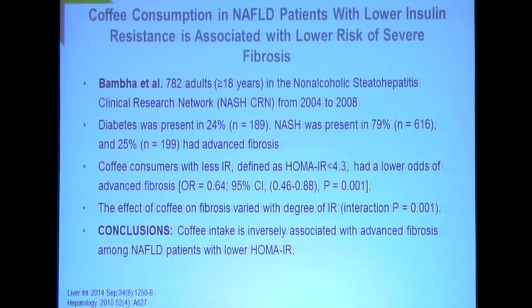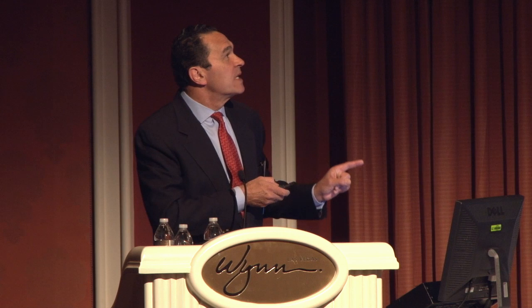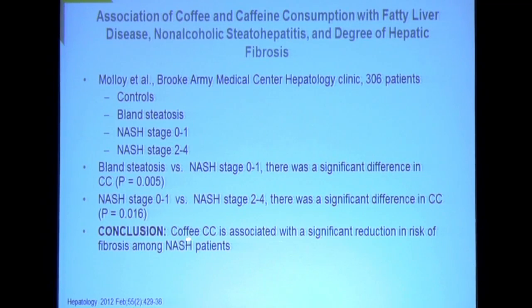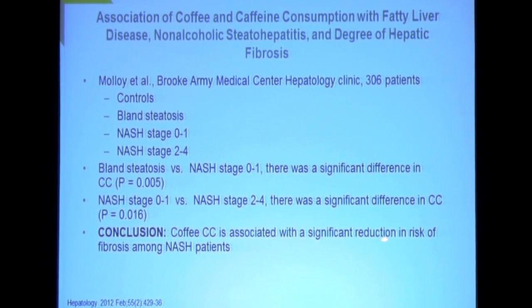And this is a study from 782 adults. This is from the NASH Clinical Research Network. And it showed that coffee consumers that have a low or mild to moderate insulin resistance have lower odds of advanced fibrosis. So they concluded that coffee intake is inversely associated with advanced fibrosis in patients with mild to moderate insulin resistance. Another study, also from San Antonio in the Army, also showed that coffee consumption is associated with a significant reduction in the risk of fibrosis among NASH patients.